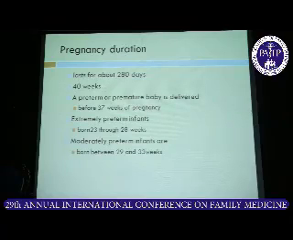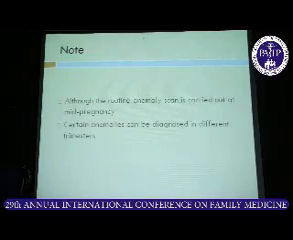What is the duration? I have already talked to you about preterm. A fetus born at or after 37 weeks is a normal term baby. But if it is born before 37 weeks, it's a preterm. And then there are two further divisions. One is extremely preterm, in which the fetus is delivered at 23 to 28 weeks. And there is moderate preterm, which is between 29 to 33 weeks.